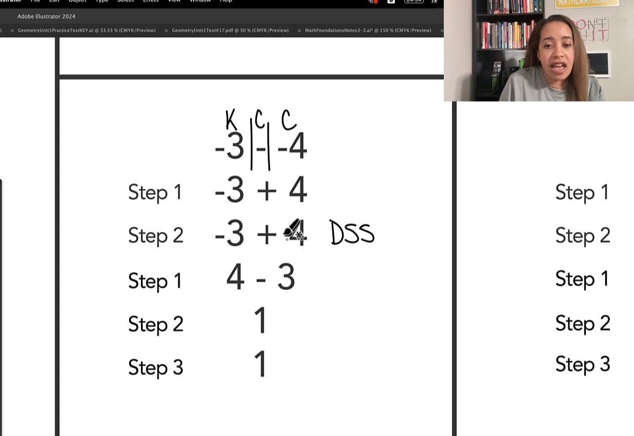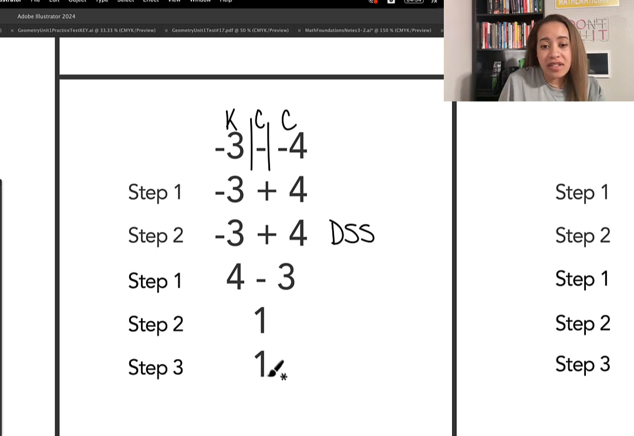I need to take the higher absolute value, which is 4, and subtract my smaller absolute value. So I'm doing 4 minus 3, and that gives us 1. My very last step is to double check the sign on my answer. I know that this should be a final answer of a positive 1 because our higher absolute value in our addition problem was positive. So our final answer is positive.